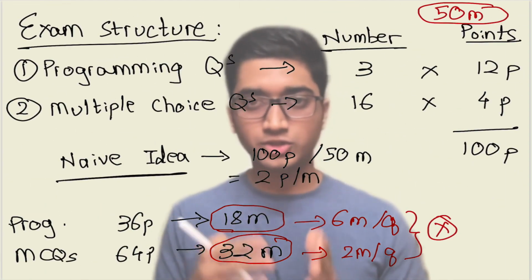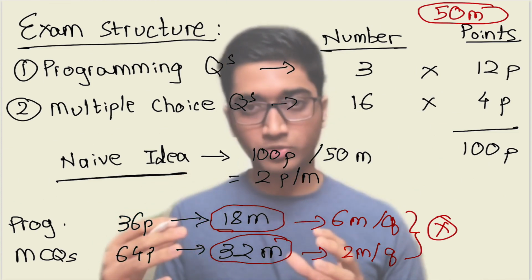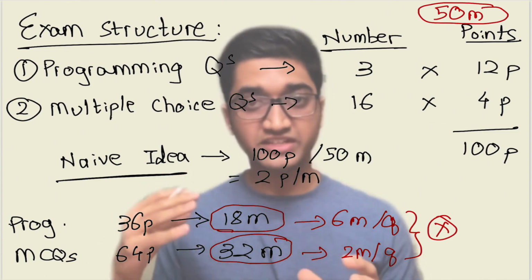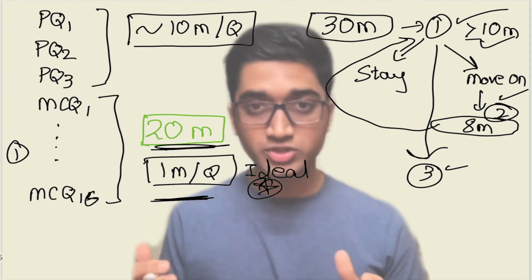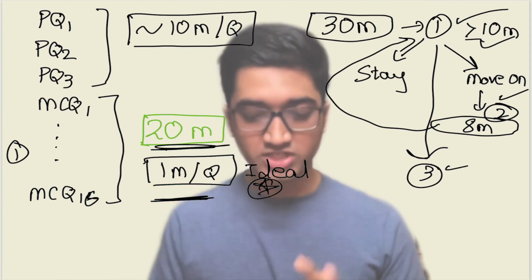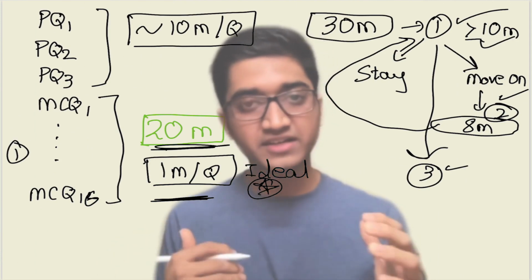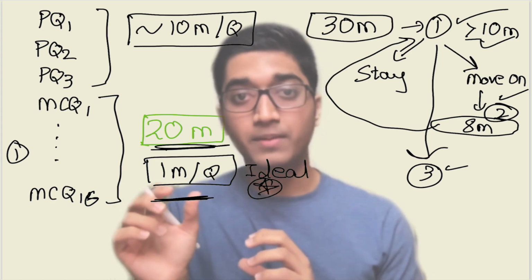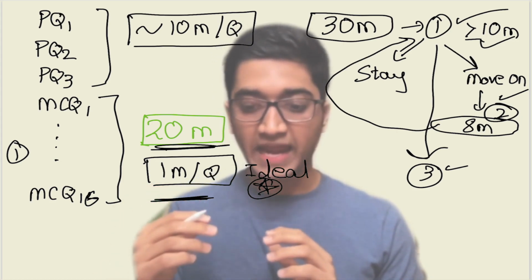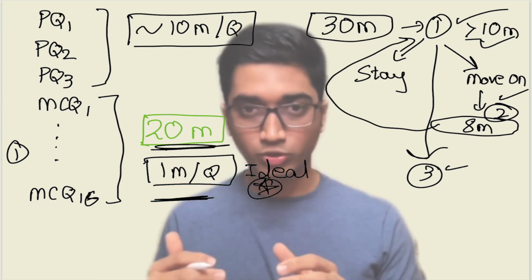Then the second thing is the exam structure is 36 points for programming questions, 64 points for MCQs. That totals to 100 points in 50 minutes. The naive idea of trying to do 2 points per minute is not as efficient as you would want it. So try to create your own strategy based on the framework I've laid out on this particular slide, which is to split time between the MCQ section and the programming question section, give a certain amount of minutes per question, and create a strategy for knowing what to do when you face a roadblock. Are you going to stay or are you going to move on? And stick to it during the exam because you've thought about it before.